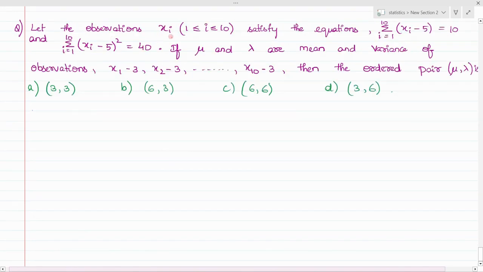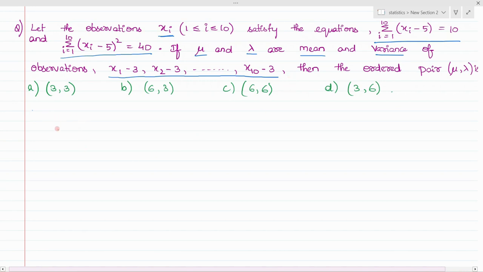In this question, again, observations are given in the format of xi, where i ranges from 1 to 10. So there are 10 observations which satisfy these two equations. If mu and lambda are the mean and variance of the observations given in this format, we need to find the value of mu and lambda. These kinds of questions have appeared very regularly in the JEE exam, so make sure you are clear on this concept.